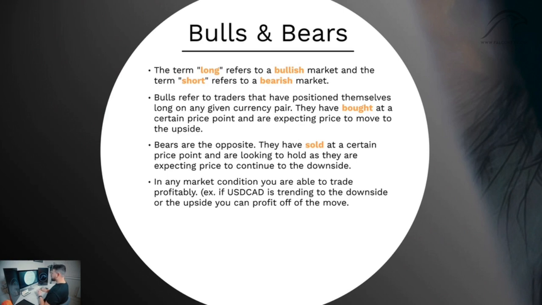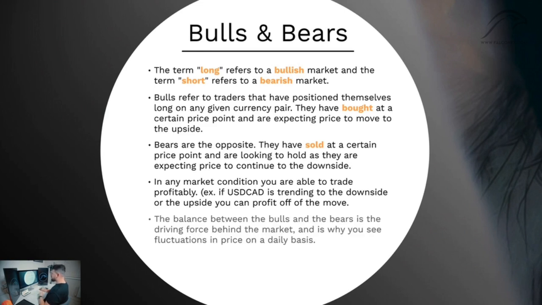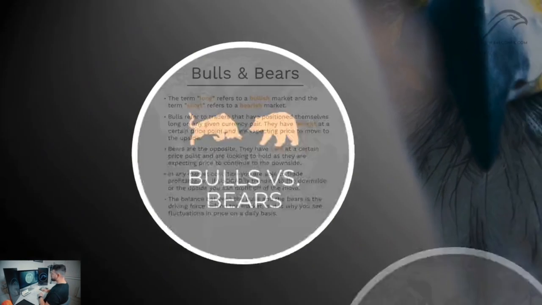For example, if we take a look at USD CAD, if USD CAD is trending to the downside or to the upside, you can profit from that move either going up or going to the downside, and you'll learn how to do that. So essentially, the balance between the bulls and the bears is the driving force behind the market, and it's why we see these fluctuations in price on a daily basis going up and down, and then we see this on the shorter, medium, and longer term. And we can see this more in terms of the candlesticks, which I'll show you shortly.